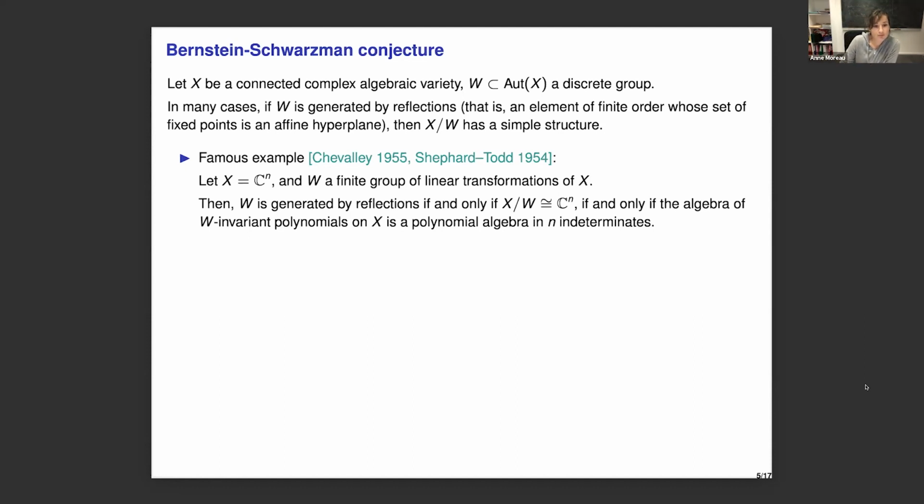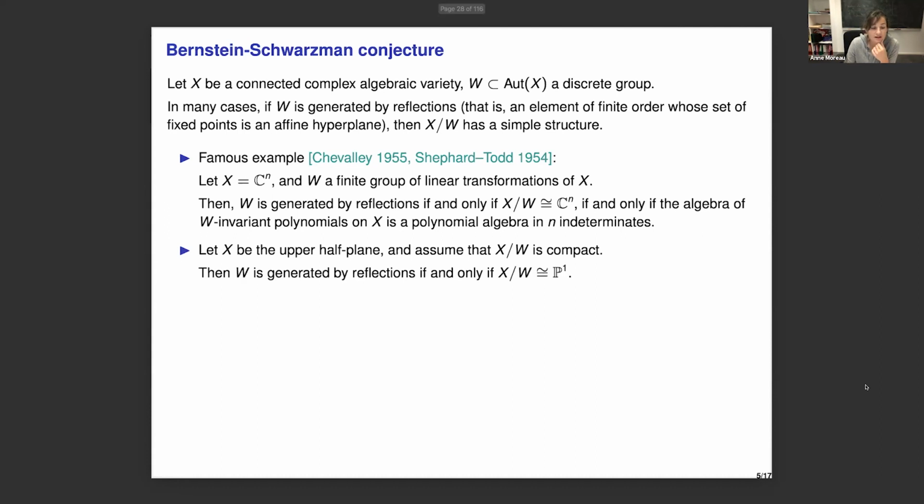So this was proved by Chevalley for any characteristic, but for W generated by a reflection of order 2, and Shephard-Todd considers a general case, but over C, if I am correct. So another example, if X is the upper half plane and assume that X over W is compact, then we have that W is generated by reflections if and only if the quotient is a projective line.